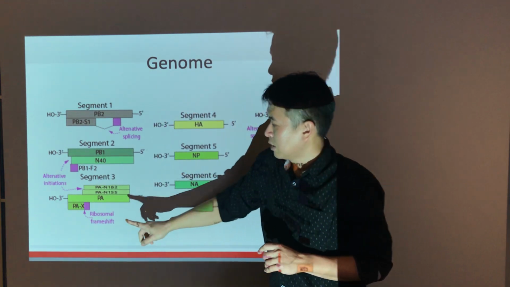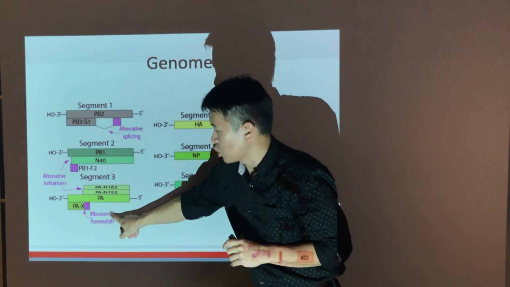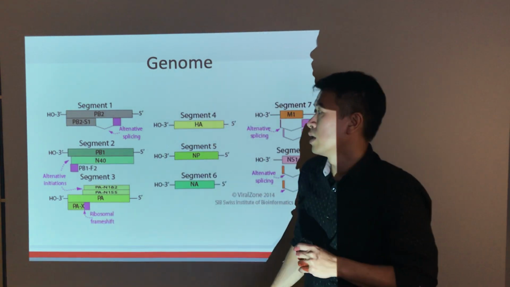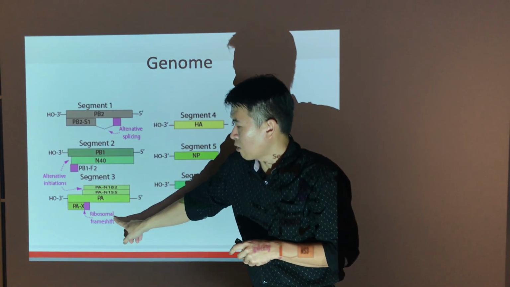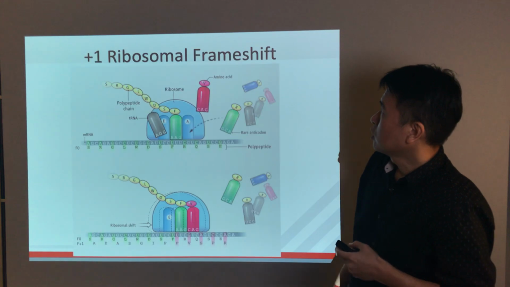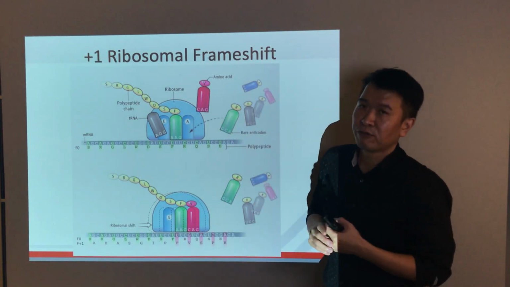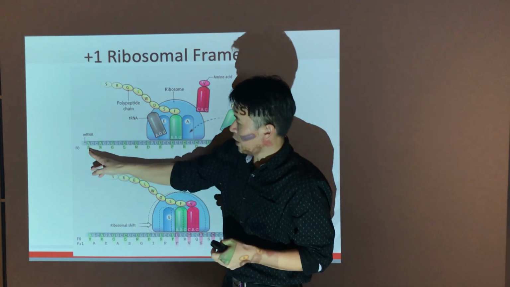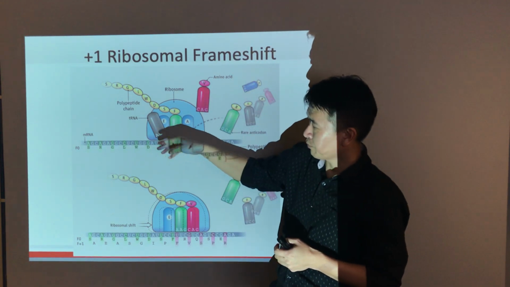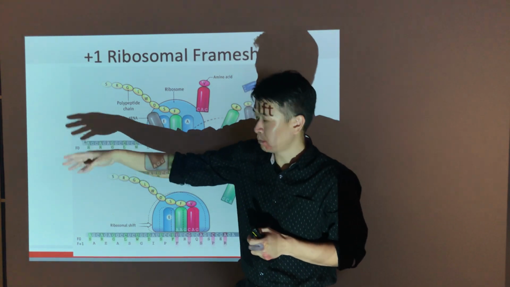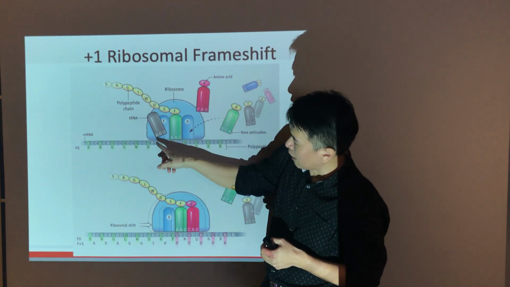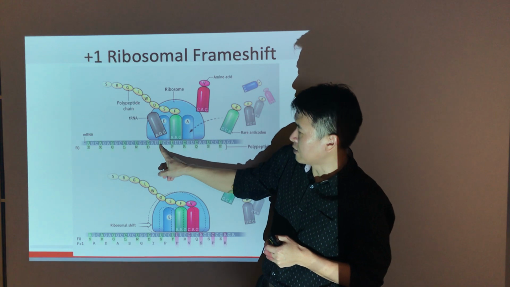And next, there's another one here, which is PAX. This protein is produced by a process called ribosomal frameshift. So what do we mean by ribosomal frameshift? Over here, this is the original sequence. It starts with AUG. It's synthesized, and we know the anticodon will recognize the codon.